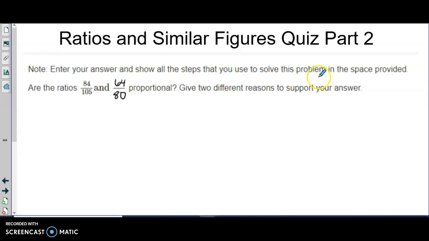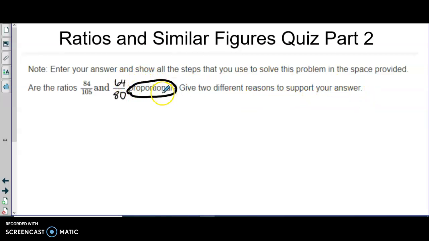And then here's part 2 of your quiz. So you got to finish and submit part 1, then you can go to part 2. It says, enter your answer and show all the steps that you used to solve this problem in the space provided. Are the ratios 84 over 105 and 64 over 80 proportional? Give 2 different reasons to support your answer.